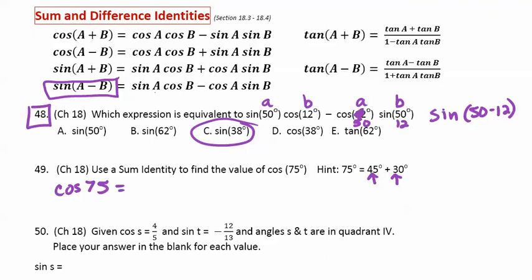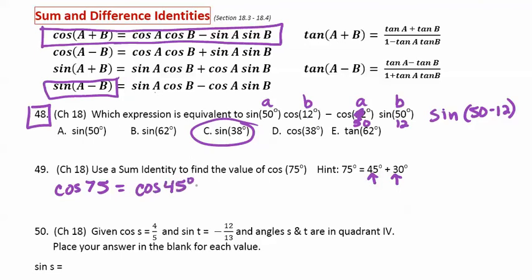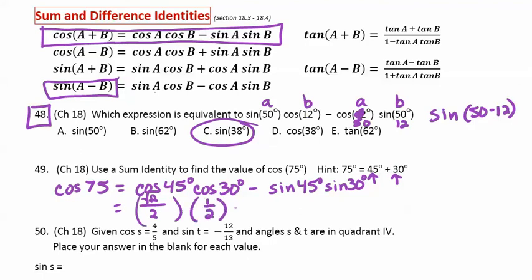So let's go up here and let's use this formula, cosine of a sum, and let's let A be 45 and B be 30. So this will be cosine of 45 degrees, cosine of 30 degrees, minus sine of 45 degrees, sine of 30 degrees. And then let's fill in the values that we know. We know that this is 1 over square root of 2, or in rationalized form, square root of 2 over 2. Cosine of 30 is 1/2.